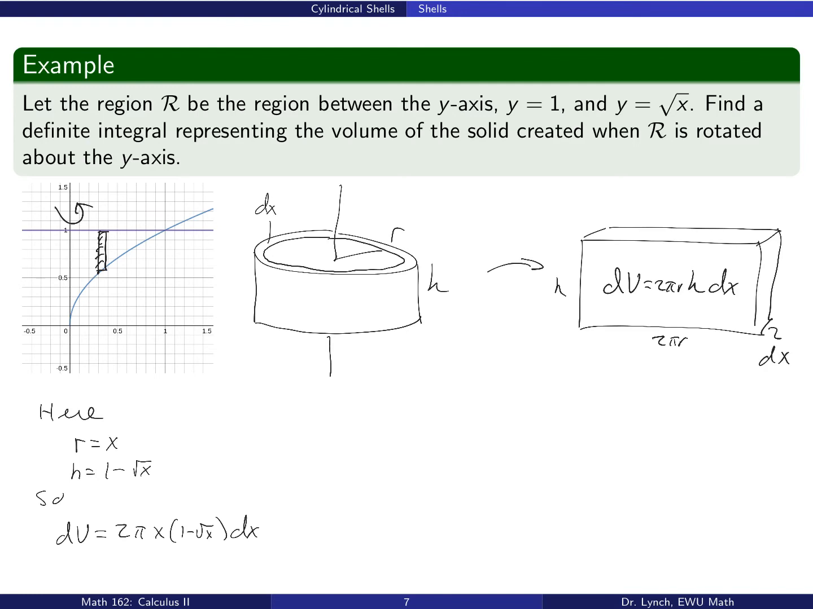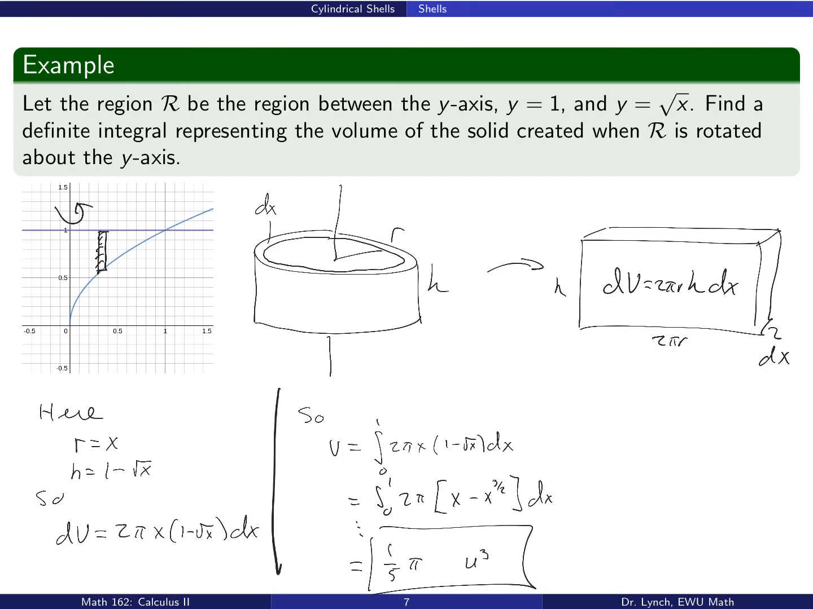because we've taken a slice with thickness dx. Use the definite integral to add up all of those bits of volume on the interval, in this case from 0 to 1, and then just use the fundamental theorem of calculus to evaluate the definite integral. So the integral we obtain is the integral from 0 to 1 of 2 pi x times the quantity 1 minus the square root of x dx.